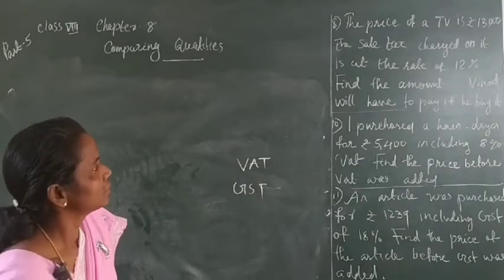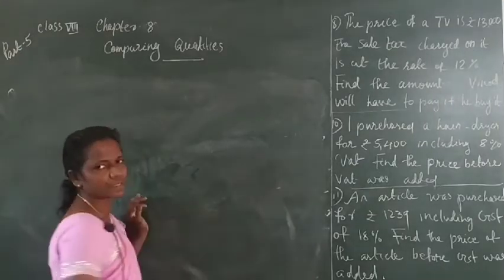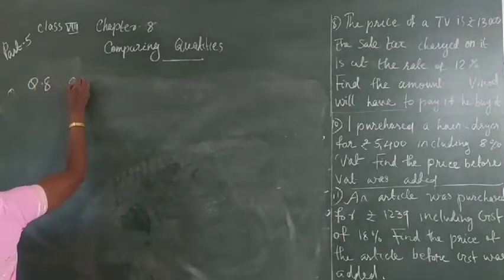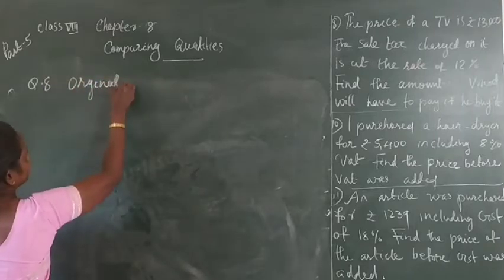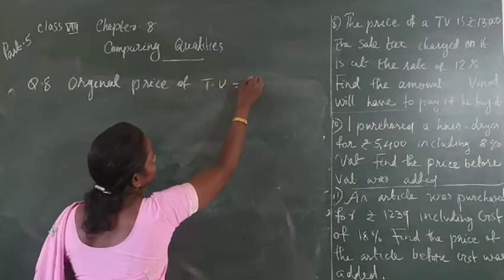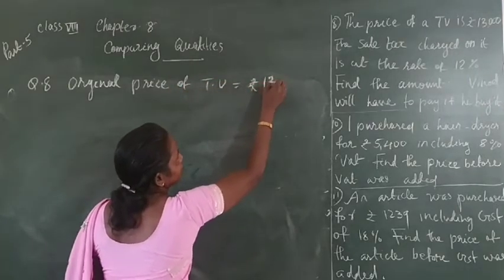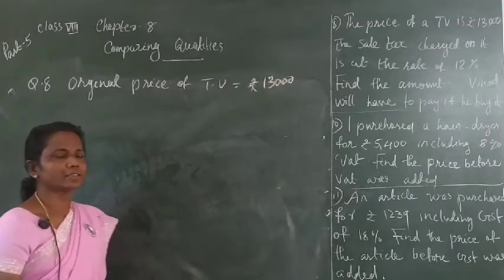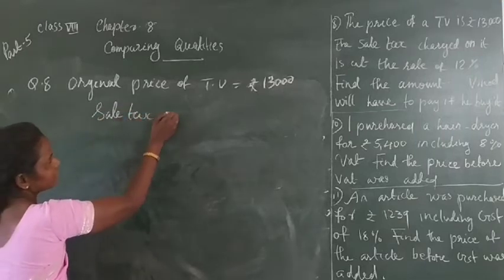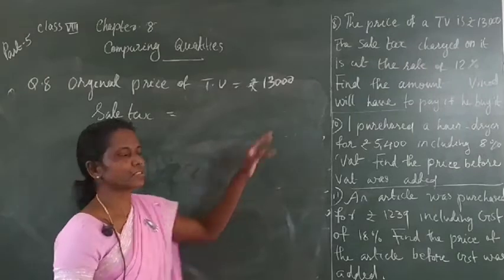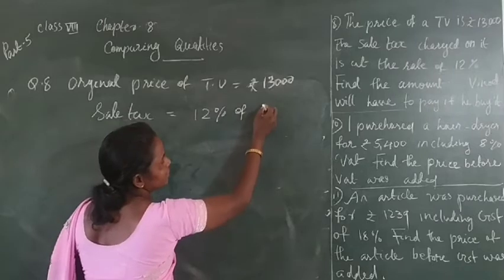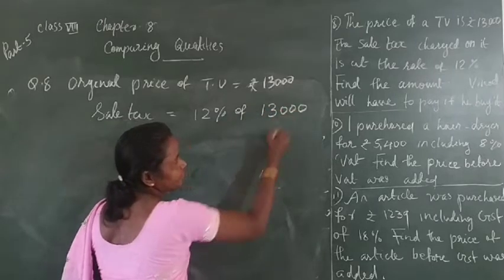Here what is the sale tax percentage? 12%. And the original price of the TV, question number 8, original price of TV is equal to 30,000. So find out the sale tax. Sale tax percentage here is 12%. So 12% of original price. Here original price is 30,000.